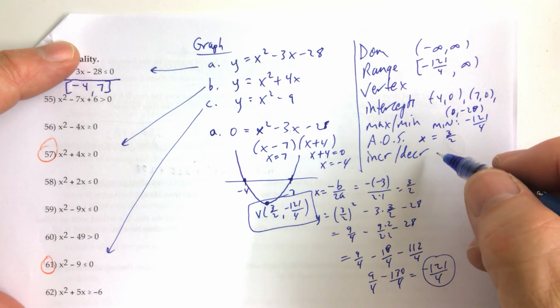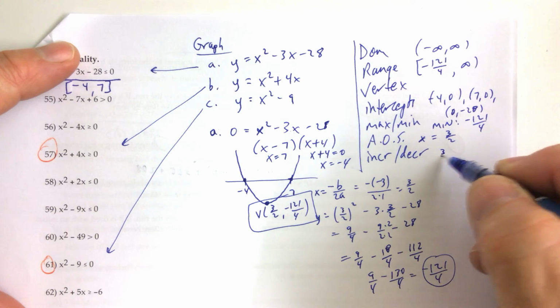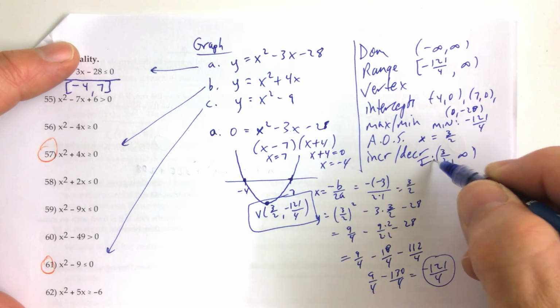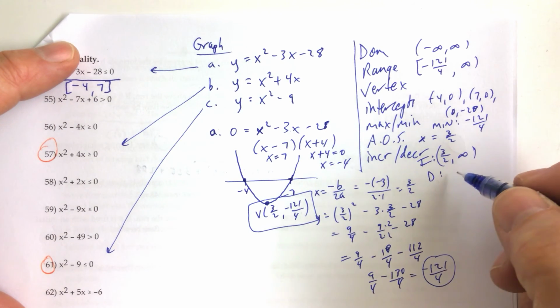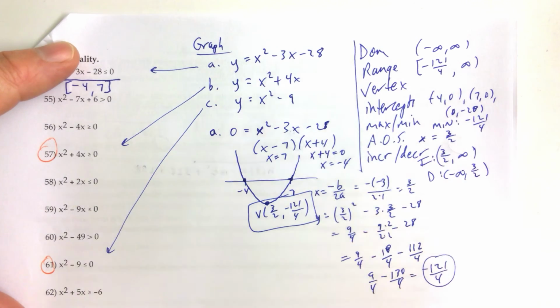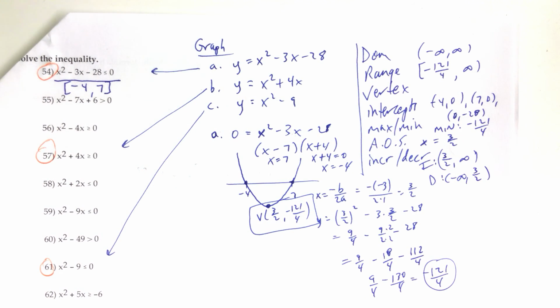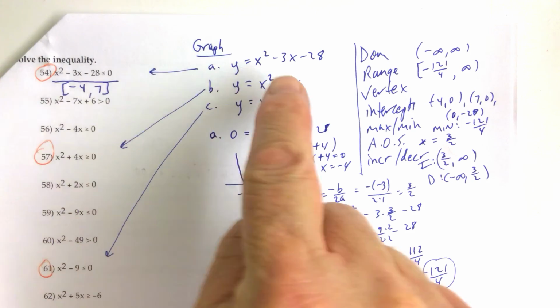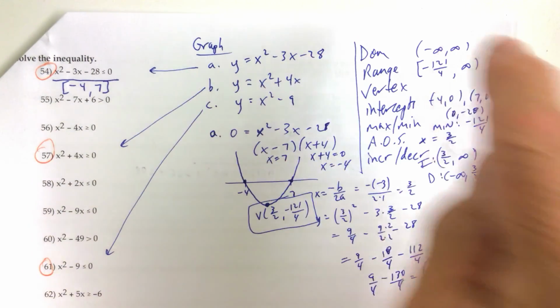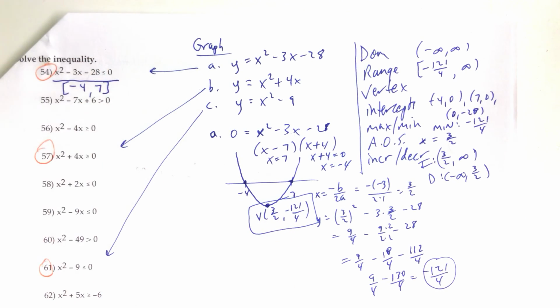And then it's increasing from 3 halves to infinity, and decreasing from negative infinity all the way to 3 halves. It's kind of a bummer that we had that fraction for the x, but nevertheless, that is how you do problem 54, as well as how to graph and define the characteristics for the function that corresponds to that inequality in problem 54.